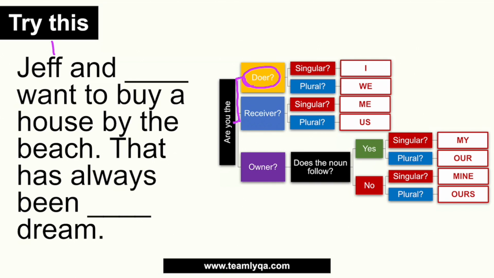Tapos you have Jeff, the first person, and yung second person. So ibig sabihin nun, we can use yung singular, Jeff and I. So yun yung first answer natin. Jeff and I want to buy a house by the beach. Now, yung next naman na blank, that has always been blank dream. Okay? So, tanong, dito sa sentence ito, that has always been blank dream, ikaw ba ang tigagawa? Hindi. Pero, ikaw ang may-ari nung dream. So, ibig sabihin nun, babalik tayo sa are you the, this time you are the owner. Sa'yo yung dream na yon, owner ng pangarap na yon.